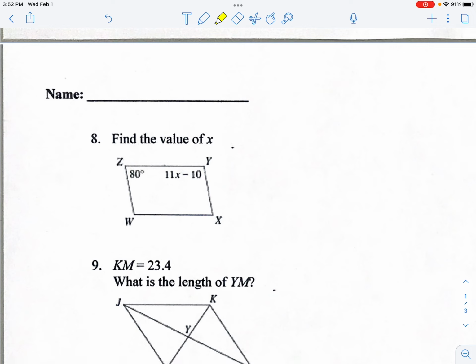Number 8. So number 8 has a tiny bit of algebra in it, but you guys are pretty good at solving two-step equations, so it's not so bad. So this one should tell me that it's a parallelogram, and it will on the test tomorrow, because you really shouldn't make assumptions. So I'm telling you this one's a parallelogram.